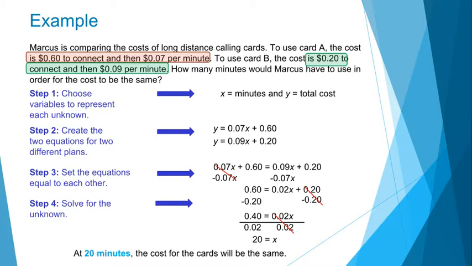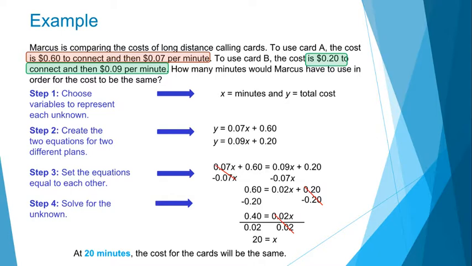So which one is the best plan? If we have our cost of both plans, and Marcus plans on talking for 45 minutes, we want to know which one is the best plan. So what we're going to do is take 45, and we are going to first graph our equations. We have that card A is the orange line and card B is the black line. So we want to know at 45 minutes.